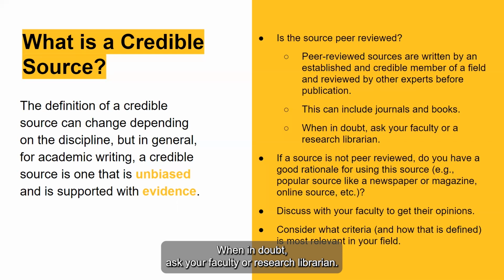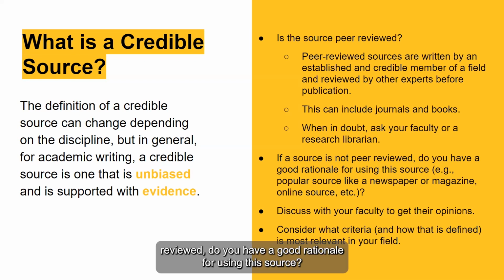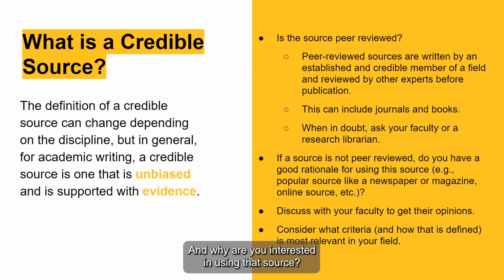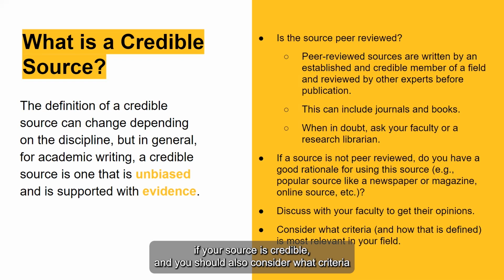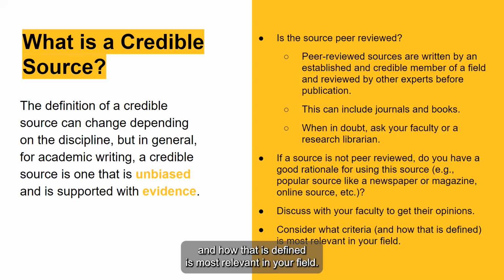When in doubt, ask your faculty or a research librarian. They can help you determine if a source was peer-reviewed. If a source is not peer-reviewed, do you have a good rationale for using this source? For example, is it a popular source like a newspaper or a magazine or an online source? And why are you interested in using that source? You can always discuss with your faculty to get their opinion on if your source is credible. And you should also consider what criteria and how that is defined is most relevant in your field.